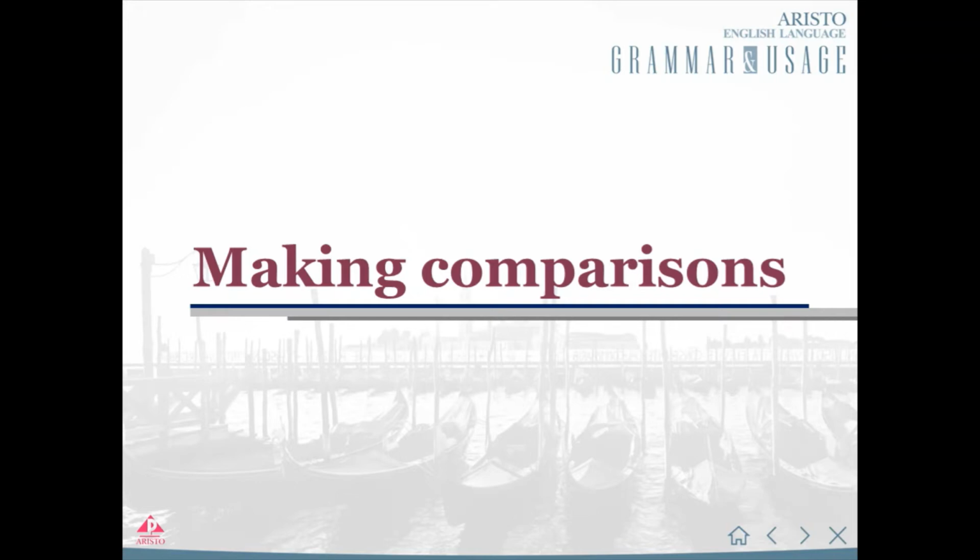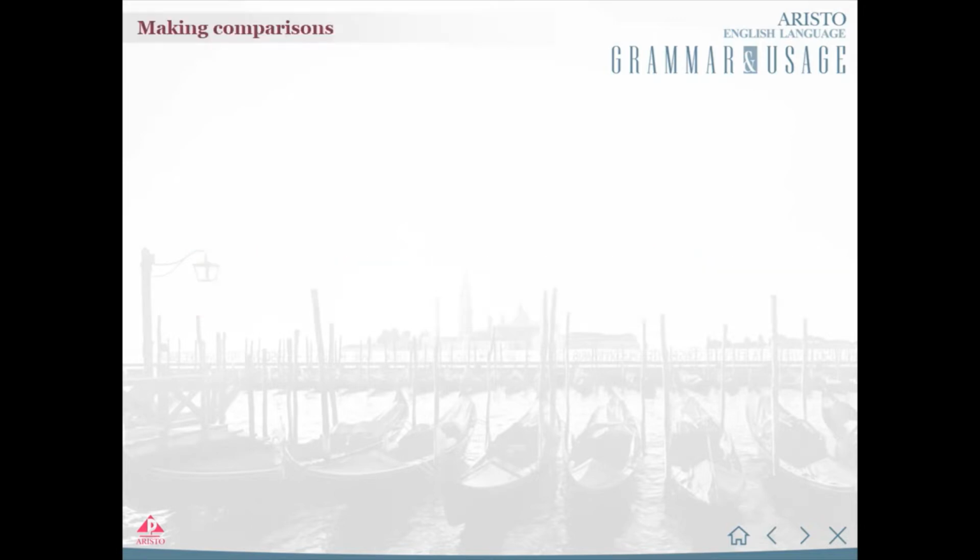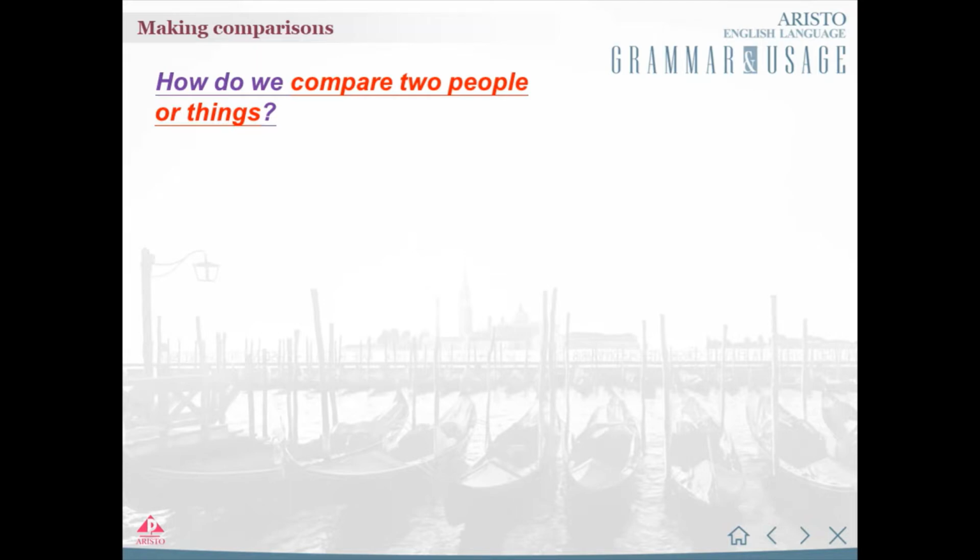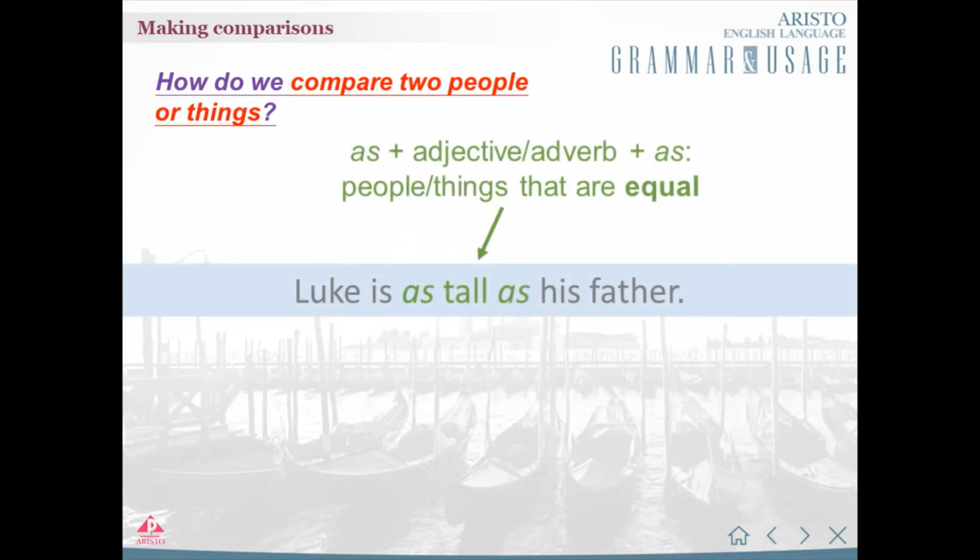In this video, we will be learning about making comparisons. How do we compare two people or things? First, we need to look at whether they are equal or different. To show that two people or things are equal, we can use the word as, followed by an adjective or adverb, and then another as. The example on screen uses as tall as to show that Luke and his father are the same height.